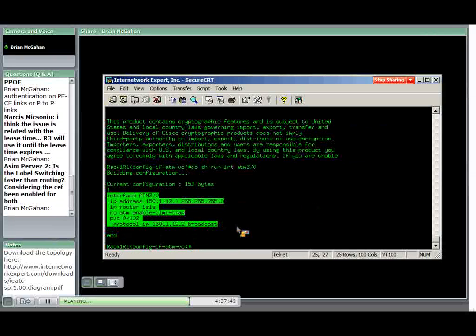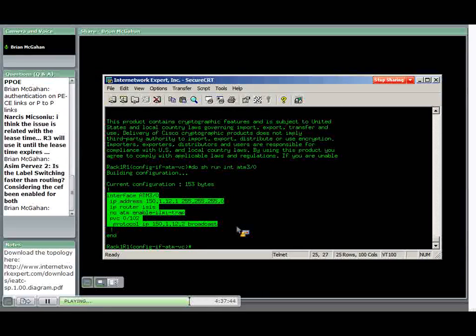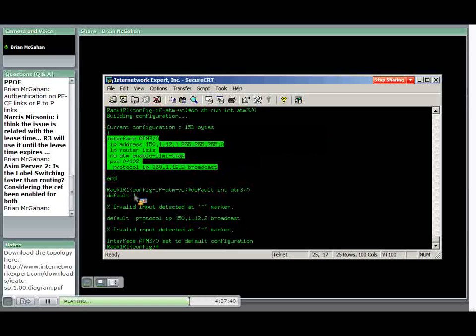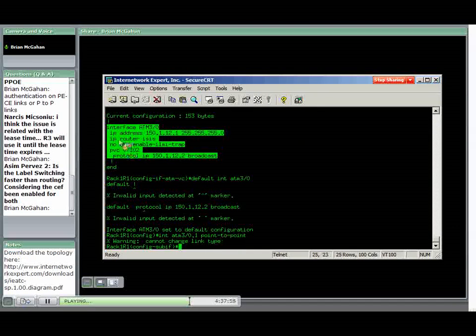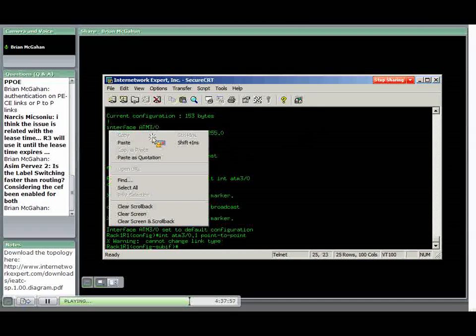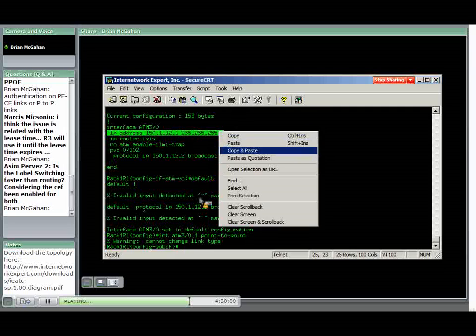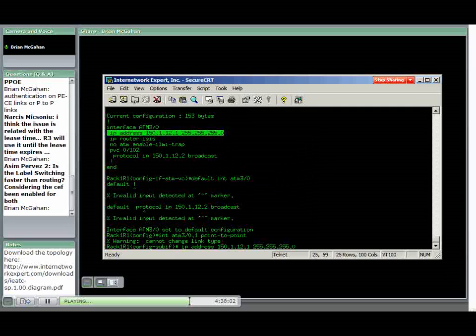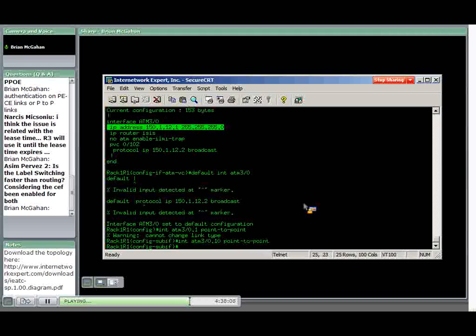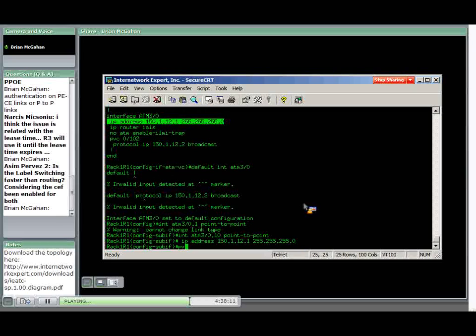Okay, so router 1 doesn't have, let me make sure it took that command. PVC 0102, protocol CLNS_IS broadcast. That's nice. All right, let's see, show version. Okay, so this 7200 is running 12.2.25S.